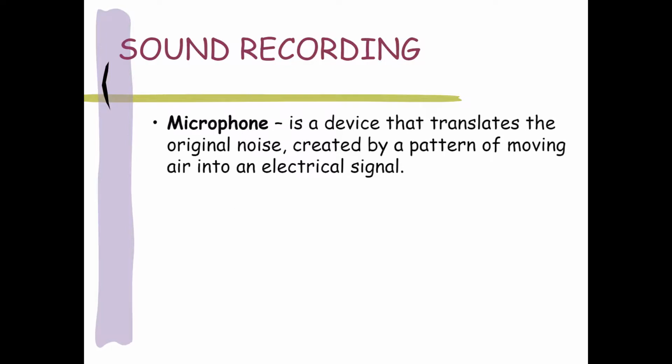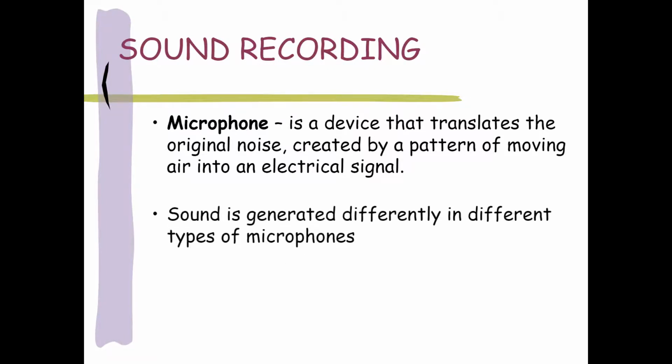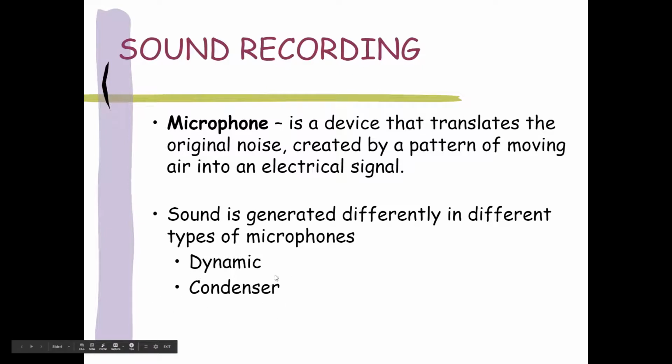Okay, how do we record sound? Well, the obvious, we use a microphone. And you might say, well, what exactly is a microphone? Well, it is a device that translates the original noise created by a pattern of moving air into an electrical signal. Sound is generated differently in the different types of microphones. So we're going to talk about dynamic and condenser. These two microphones are built differently, so they generate sound differently.